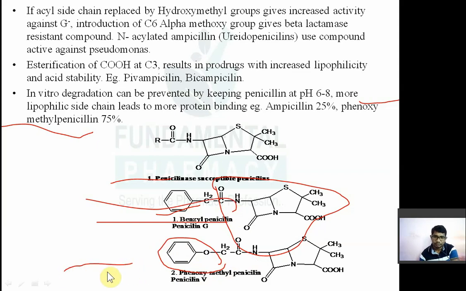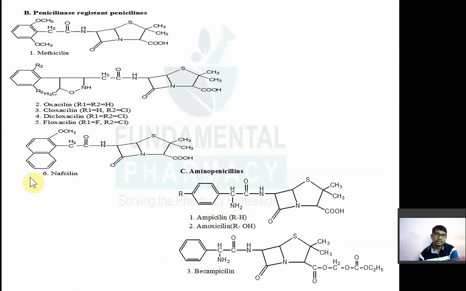Phenoxymethyl penicillin, because of the introduction of that oxygen, is more acid resistant, due to the presence of that oxygen between the methyl and the phenyl ring. So it is acid resistant. Then penicillinase-resistant penicillins. First one is methicillin.